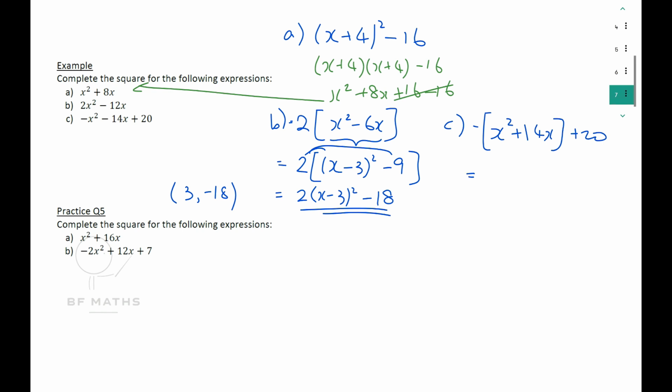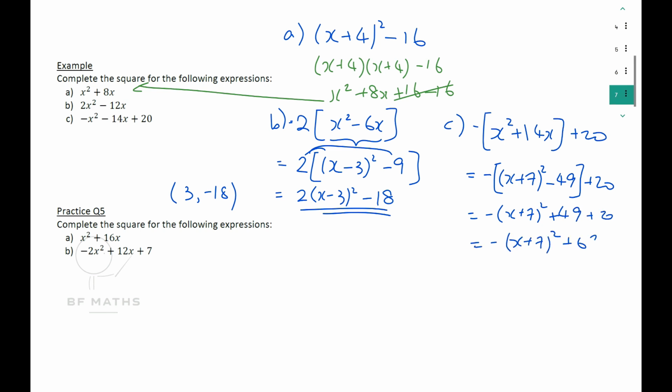Next, we complete the square, put a minus there, and then complete the square. So half of 14 is 7, squared. And then you minus 7 squared, which is 49, and then plus 20. Put the minus back in again, so minus (x plus 7) squared, minus makes a plus, and then plus 20. That gives us minus (x plus 7) squared plus 69. And that's the final answer.